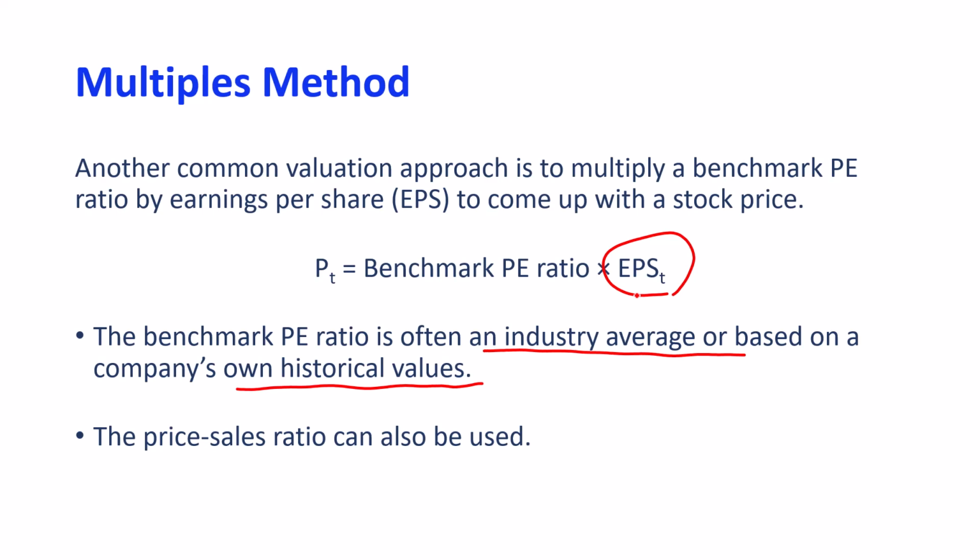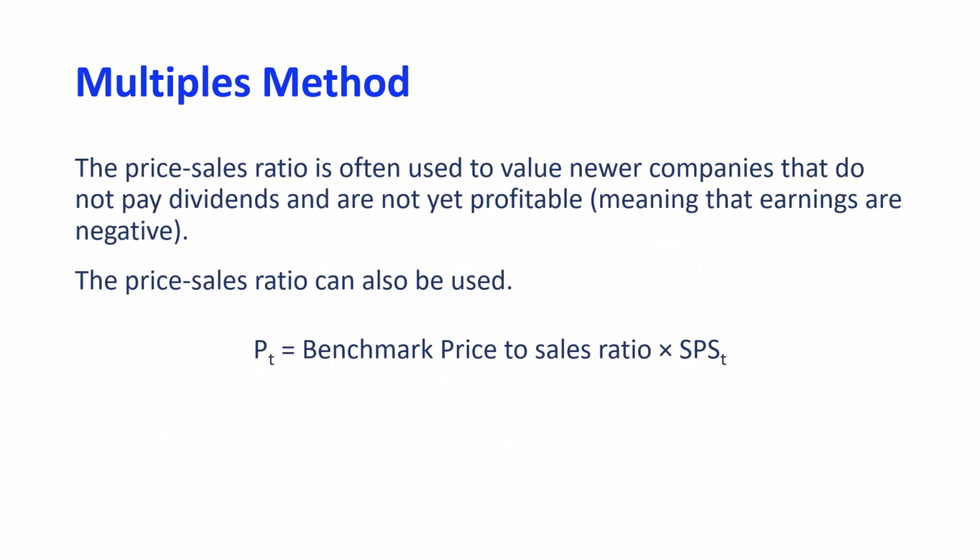Some analysts use the price to sales ratio as well. The price to sales ratio is often used to value the newer companies that do not pay dividends or are not yet profitable, so their earnings may be negative. If the earnings are negative, then you cannot use the model because you cannot have a negative price. So you can use the price to sales ratio, which is the benchmark price to sales ratio times sales per share. That way you can come up with a price for that company.